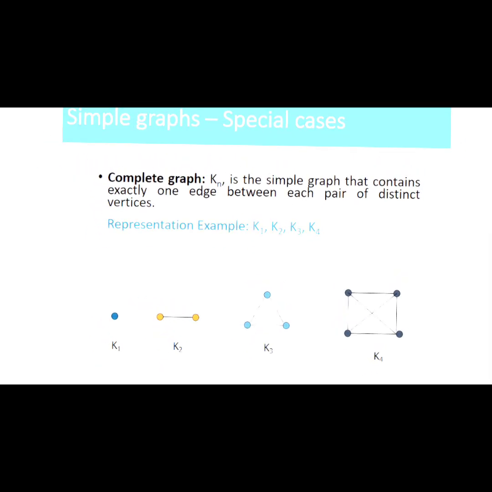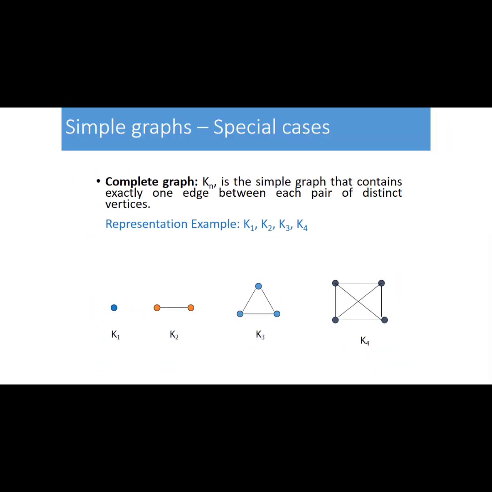Let us see some special cases. A complete graph is always represented by Kn. It's a simple graph that contains exactly one edge between each pair of distinct vertices. Here, see, it is always denoted by Kn. Here n represents the number of vertices included in that particular graph. Here K1 is 1 vertex, K2 is 2 vertices, K3 and like that.